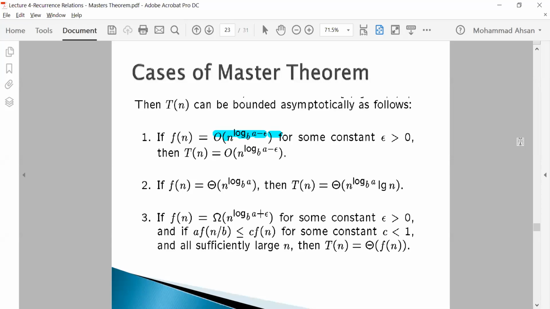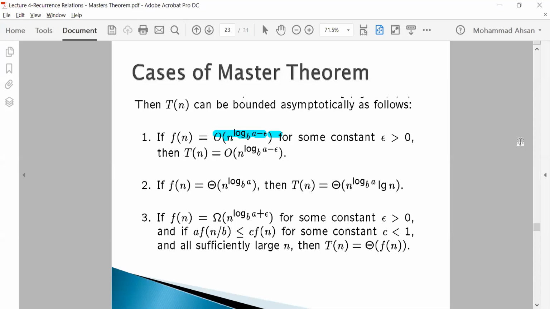So when you have to apply Master's theorem, first you have a look at the function f(n), whatever it is. Then you calculate this highlighted thing here, n to the power log a to the base b. Forget about this minus epsilon for now. Calculate that, then look at your f(n) and look at this value, n to the power whatever comes, and then try to see the relation.